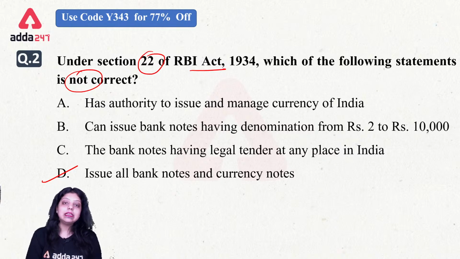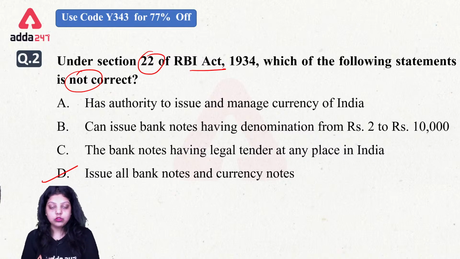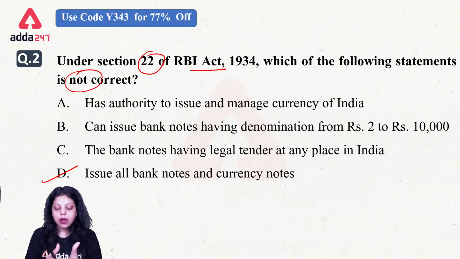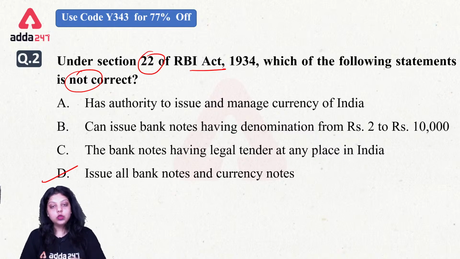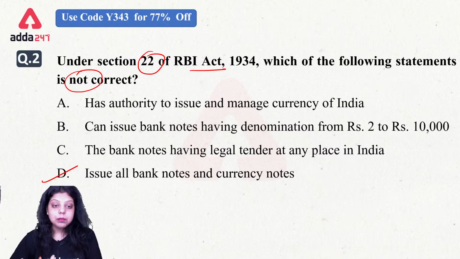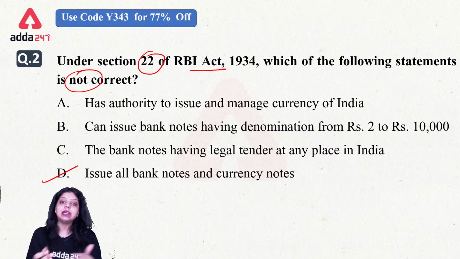Now RBI prints currency notes in 4 places, that is Dewas, Nasik, Mysore and Salboni. These places are known as printing presses. Now from these 4 presses, RBI owns 2 presses, that is Dewas and Nasik. The last 2 places, that is Mysore and Salboni, are run by BRBNMPL, Bharatiya Reserve Bank Note Mudran Private Limited, which is a wholly owned subsidiary of Reserve Bank of India, and it will print the currency notes.